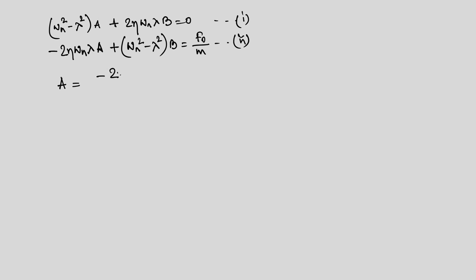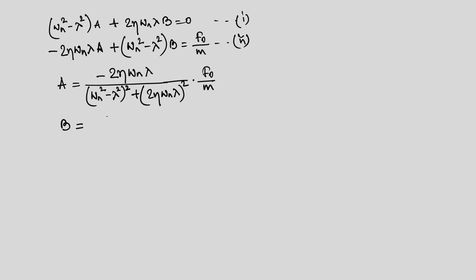So, we have A equals minus twice eta omega n lambda divided by omega n square minus lambda square whole square plus twice eta omega n lambda whole square, and whole multiplied by F naught by m. So, that is the first constant A, and the second one, B, is equal to omega n square minus lambda square divided by omega n square minus lambda square whole square plus twice eta omega n lambda whole square, times F naught by m.